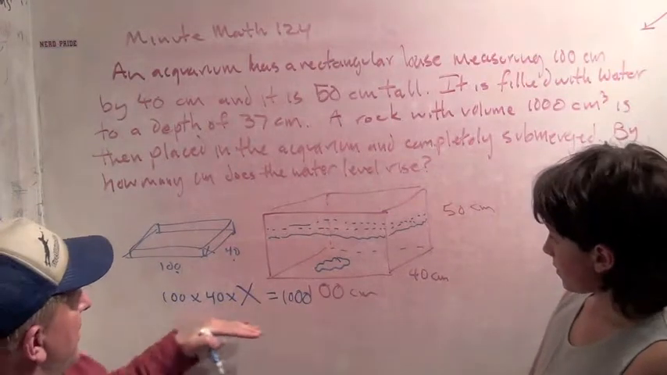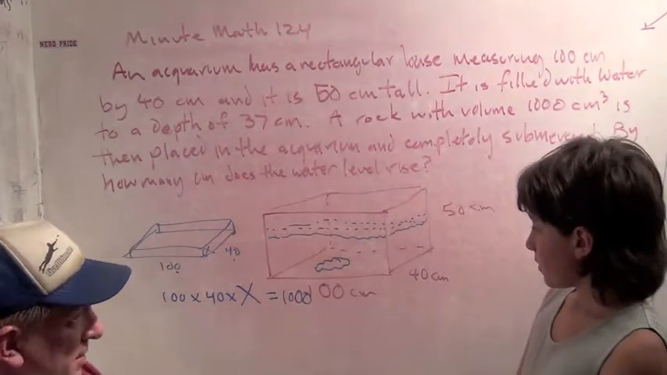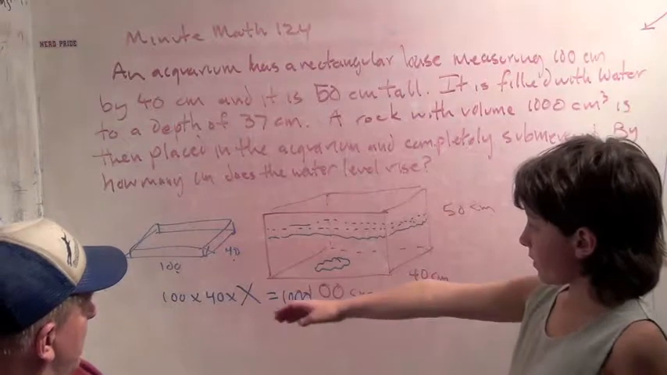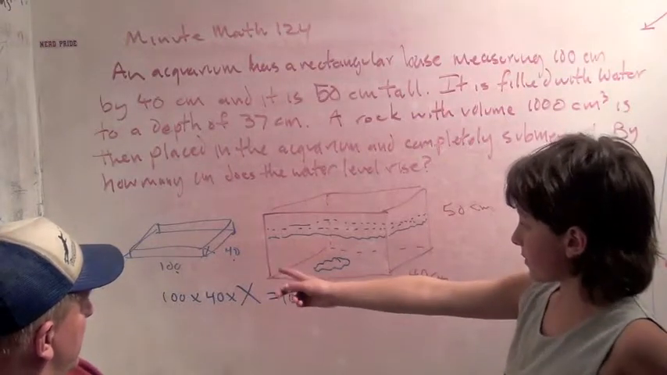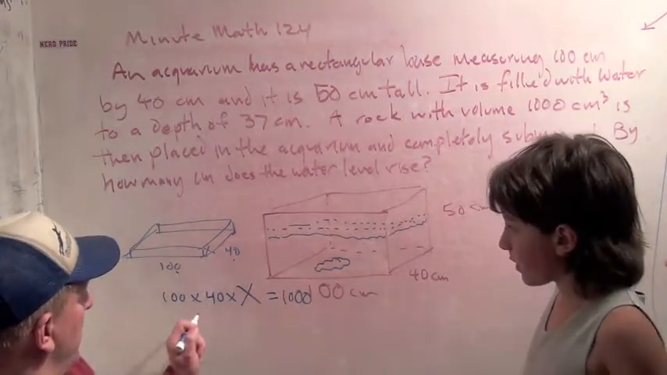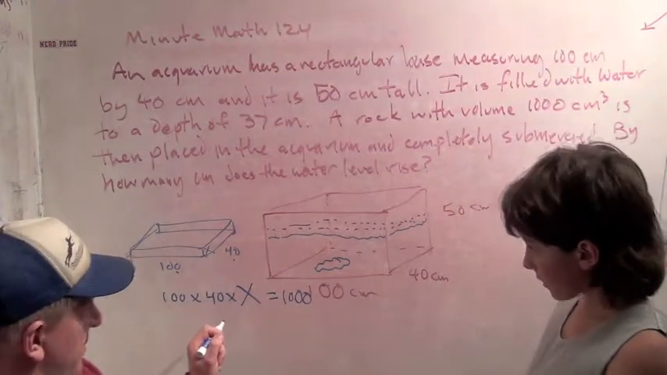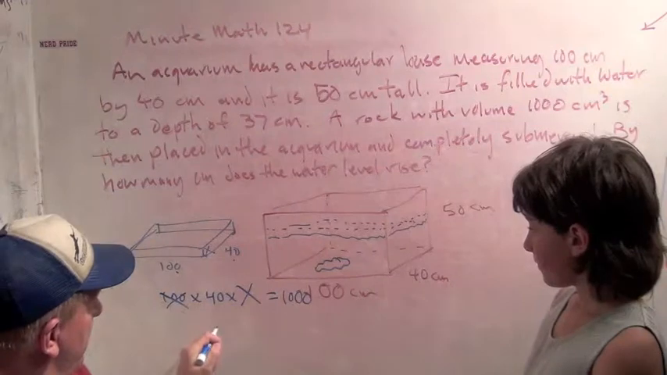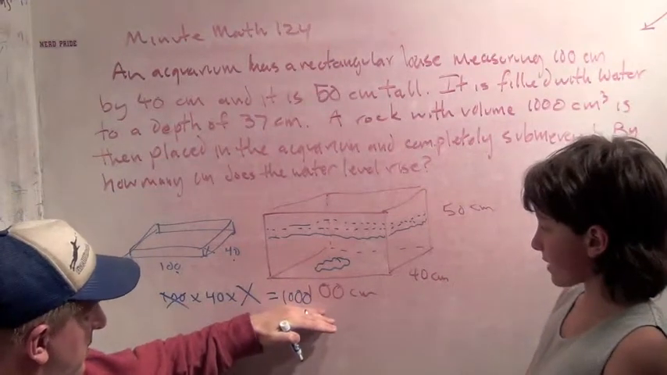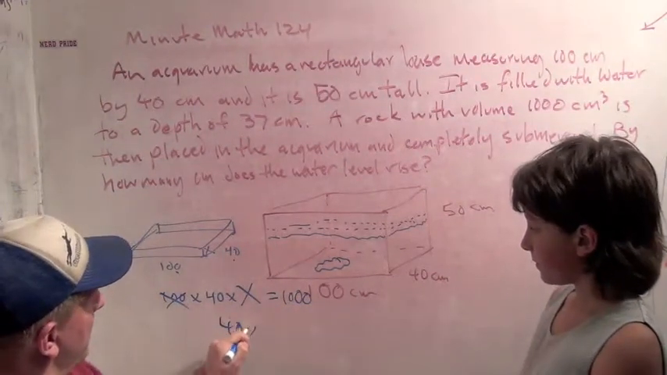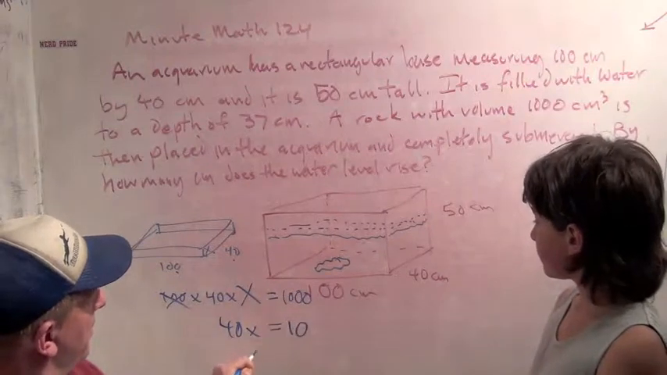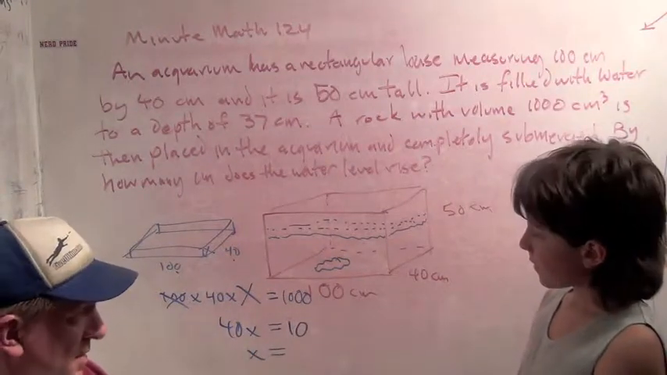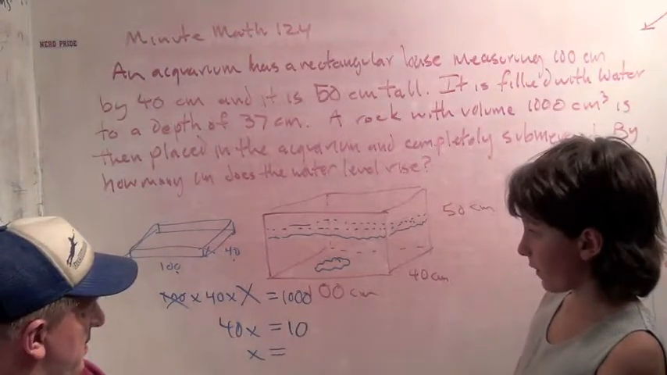What would be even easier than multiplying 100 times 40? We could cancel the zeros, which is the same as dividing by 100, right? So if I divide this side by 100, this goes away. If I divide this side by 100, what do I get? You get 40x is 10. 40x equals 10, or in other words, x equals? x is 1/4.